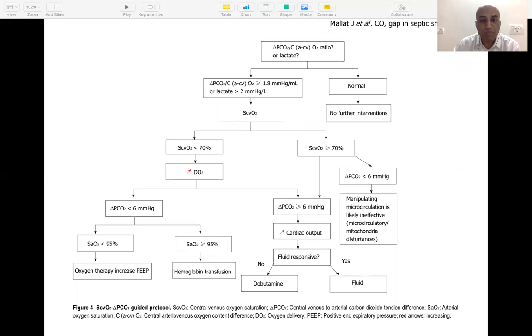Now, when we combine this data with ScvO2 along with lactate and other clinical situation, if the patient has a low ScvO2 along with a high delta PCO2, it indicates that there is a need for an increase in the cardiac output. And if so, then we can look at the volume status of the patient. If the patient is fluid responsive, then we probably give more fluid. If the patient is not fluid responsive, probably we'll need to give an inotropic agent like dobutamine.